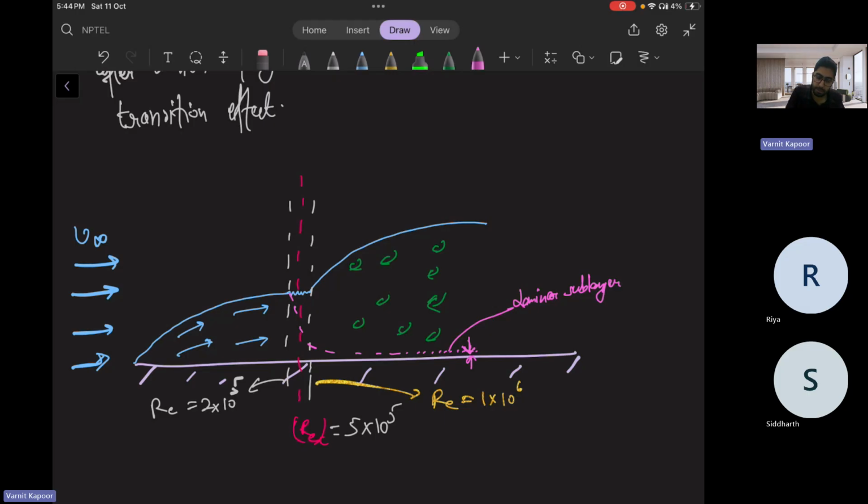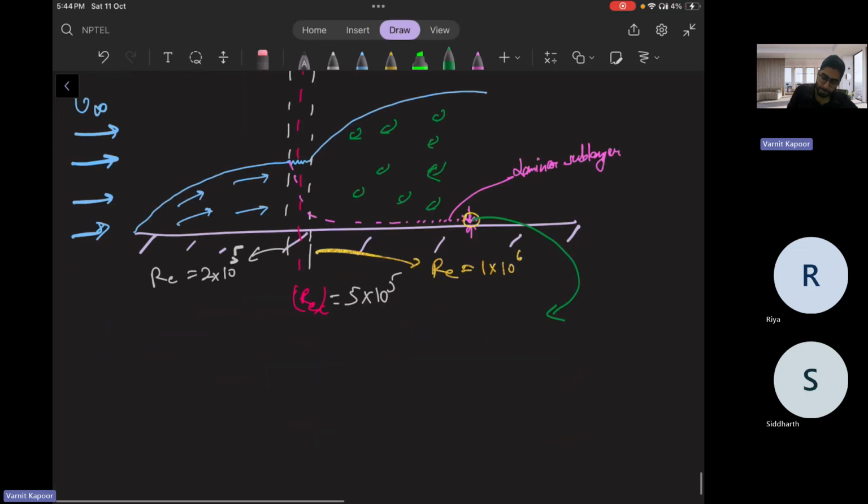And the thickness of this laminar sublayer, let us suppose delta dash, is an experimental value which has been derived experimentally. Delta dash is 11.6 times the kinematic viscosity, divided by the square root of wall shear stress over density.